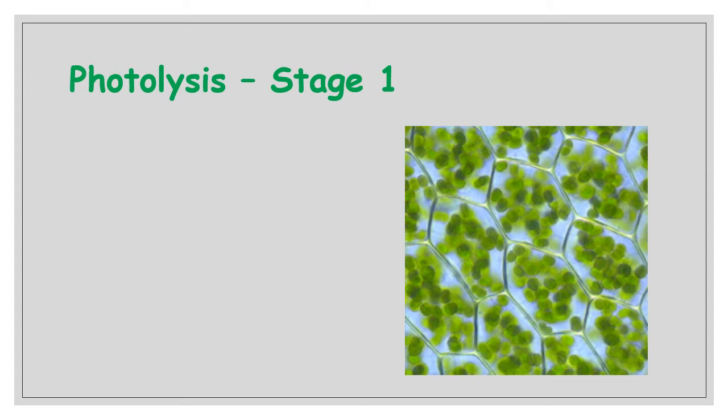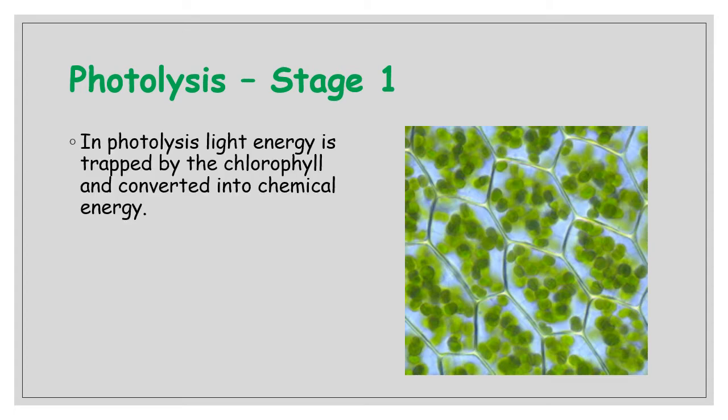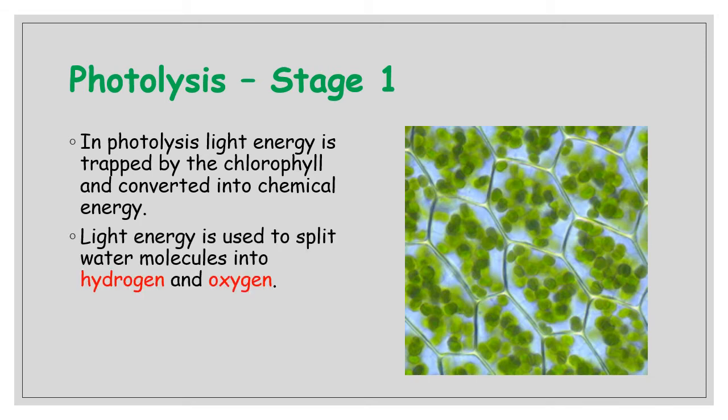So in photolysis, our stage one, the light energy is trapped by chlorophyll. So obviously that is a chemical pigment which you find within chloroplasts, and it's converted into chemical energy. So that makes it useful and usable by the plants themselves, but obviously the animals that come along and eat those plants. Light energy is used to split water molecules into its constituent parts, hydrogen and oxygen. And oxygen in this process is a waste product, so obviously plants release it, which is great for us. We're getting food and oxygen, two things that are vital for our life from this plant process.